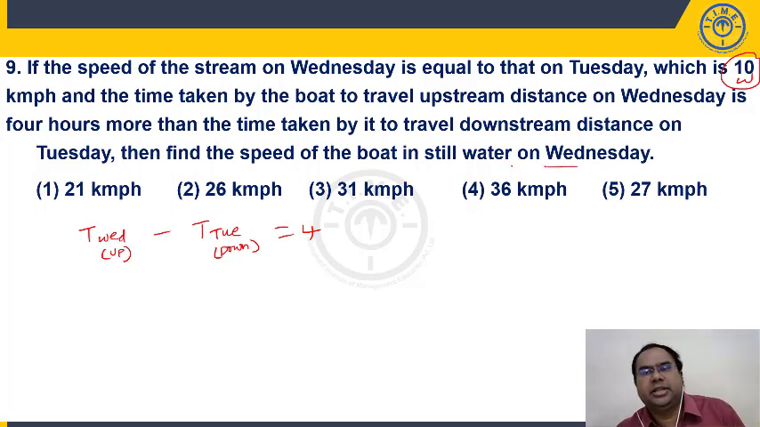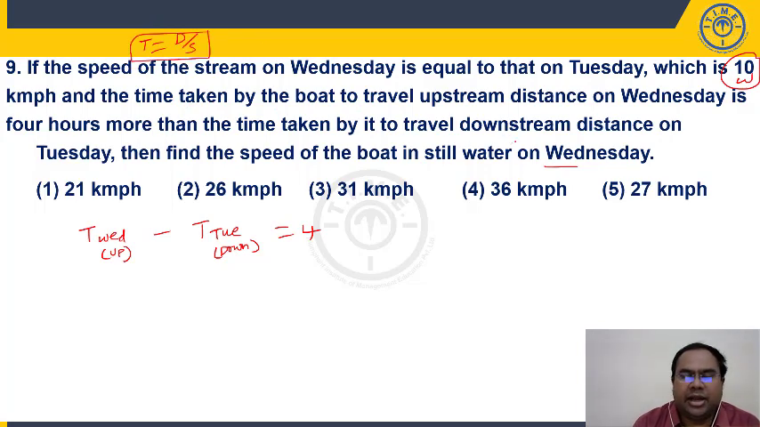Right? Then find the speed of the boat in still water on Wednesday. Speed of the boat in still water, that's the B value on Wednesday. We need to find it out. Now you understood this, right? Time taken by the boat to travel upstream distance. Time is equal to distance by speed. So time taken to travel upstream distance on Wednesday is 4 hours more than time taken to travel downstream distance on Tuesday. So time taken on Wednesday upstream is equal to time taken on Tuesday plus 4 hours, or it is taking 4 hours more, meaning the difference should be 4 hours.